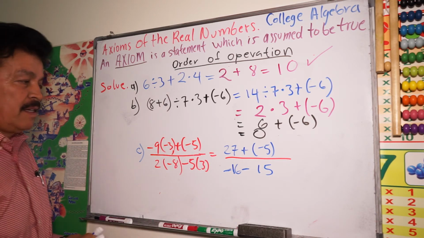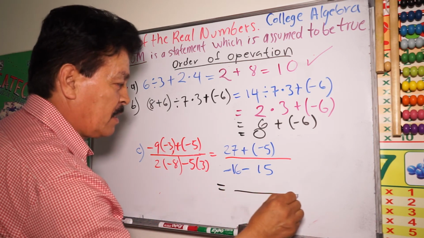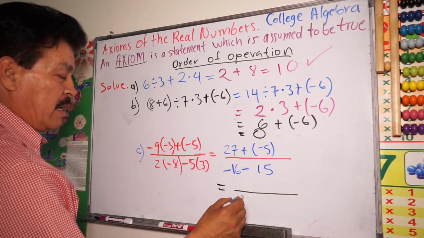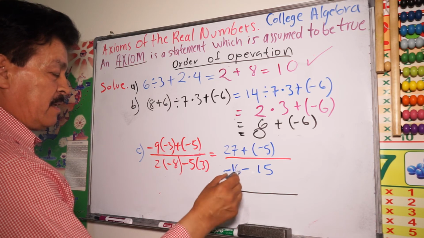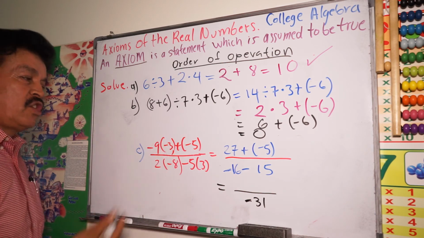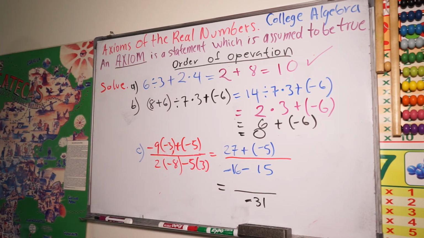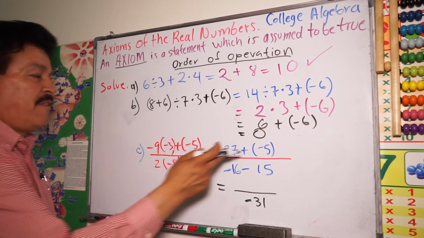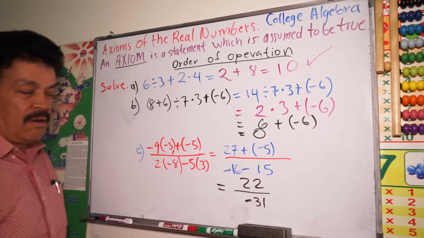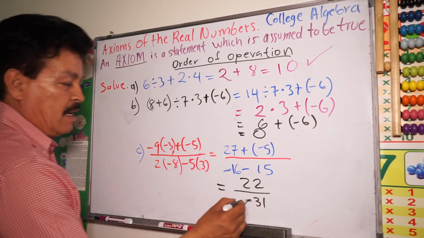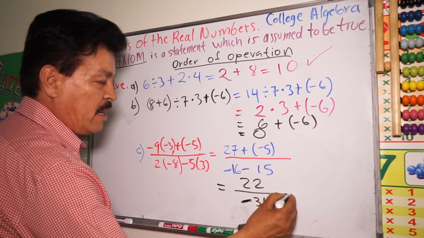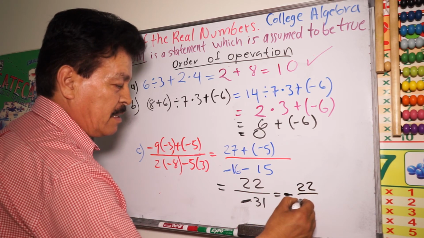Right there. Simplify. Simplify the top, simplify the bottom. In the bottom, we have negative 31, right? And on top, 27 plus negative 5 is 22. Right here is 22, right? See? So that's the answer. Positive divided by negative, just write the sign right here. It's 22 over 31, keep it like that.